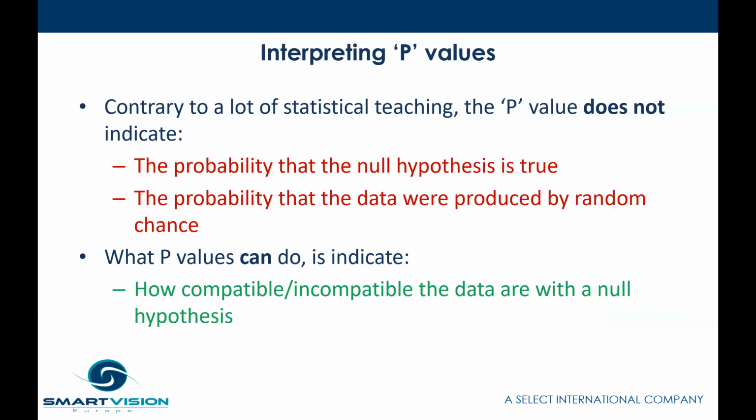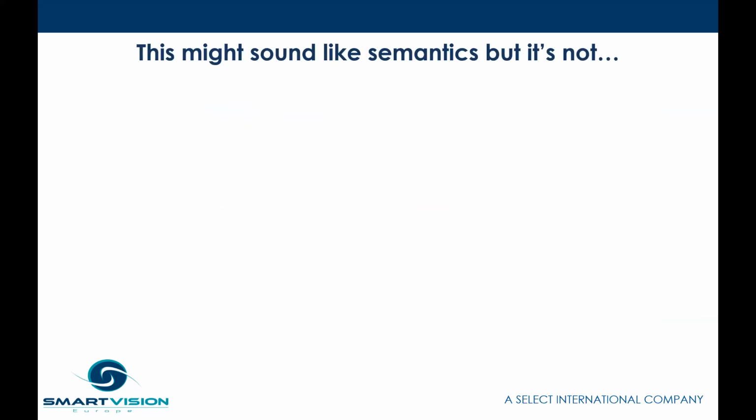Okay, returning to interpreting p-values, contrary to a lot of statistical teaching, the p-value does not indicate the probability that the null hypothesis is true. This is a misunderstanding. It also does not indicate the probability that the data were produced by random chance. What p-values can do is indicate how compatible or incompatible the data are with a null hypothesis. And that might sound like semantics, but it's not.